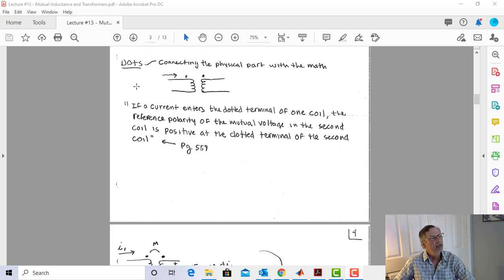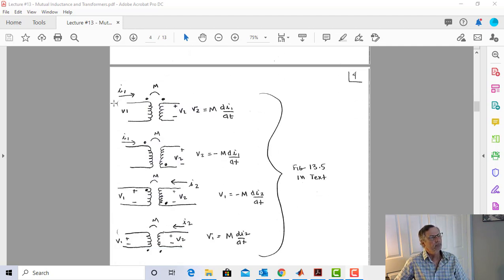All right, so again, if the current enters the dot, the voltage at the dotted terminal will be positive. If the current enters the non-dot, then the voltage at the non-dot will be positive. Let's look at a few examples. In this case, I've got a current going into the left side here. It's entering the dot, so it's going to make the dot more positive. And the way I have defined V2 here, I can say that V2 equals the mutual inductance, M, times di1/dt, because current enters the dot, makes the dot more positive.